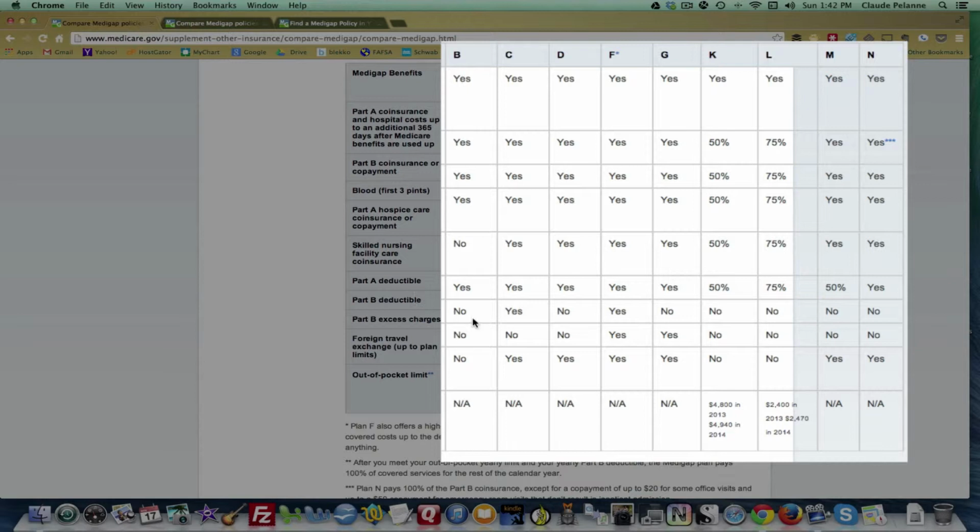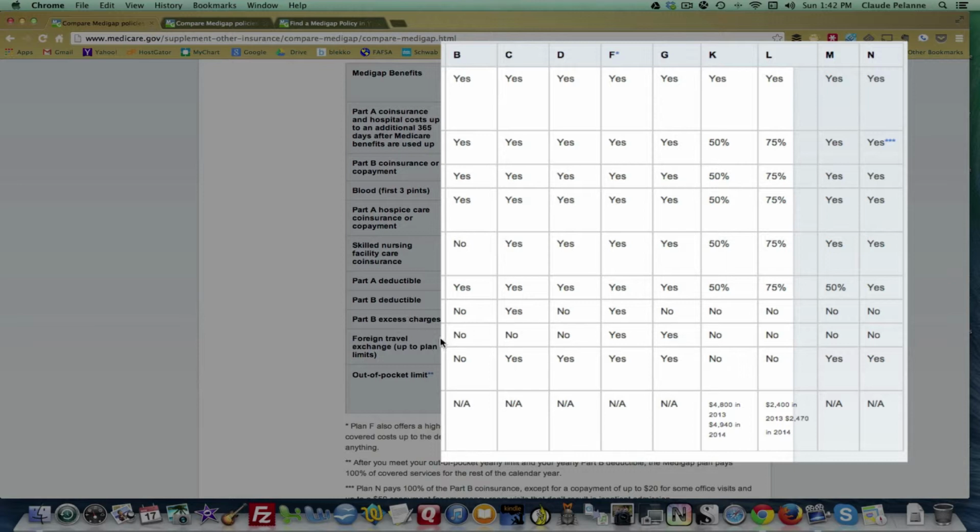So that is what goes on in the Part A deductible. Part B deductible is $147. It may go up to $162 for 2014. The only plans that cover that deductible are Plan C, F, and that's it. So there are only 2 plans that will cover the $147 deductible. It's not a huge amount of money, so most of the other plans don't bother with it, and they figure you can pay for it. But if you want coverage, you have to look at C and F.